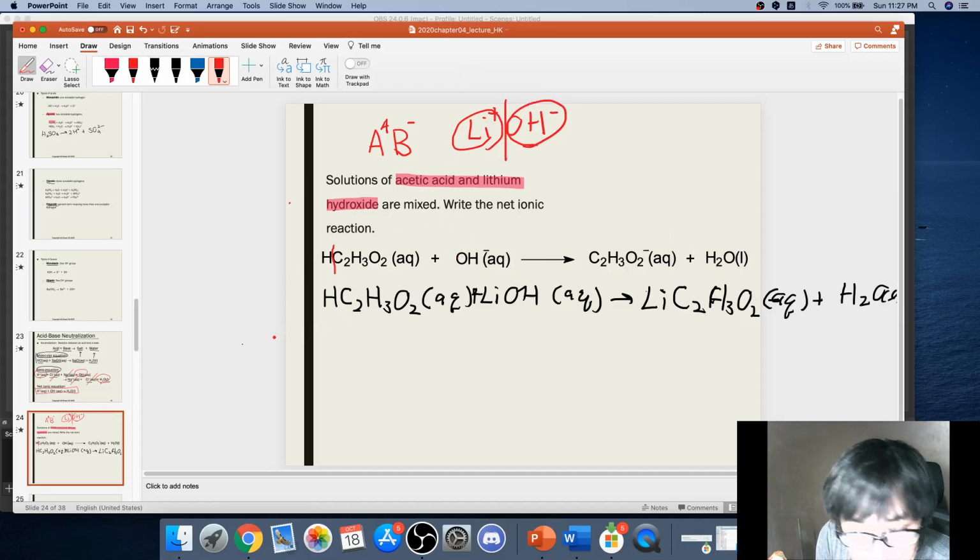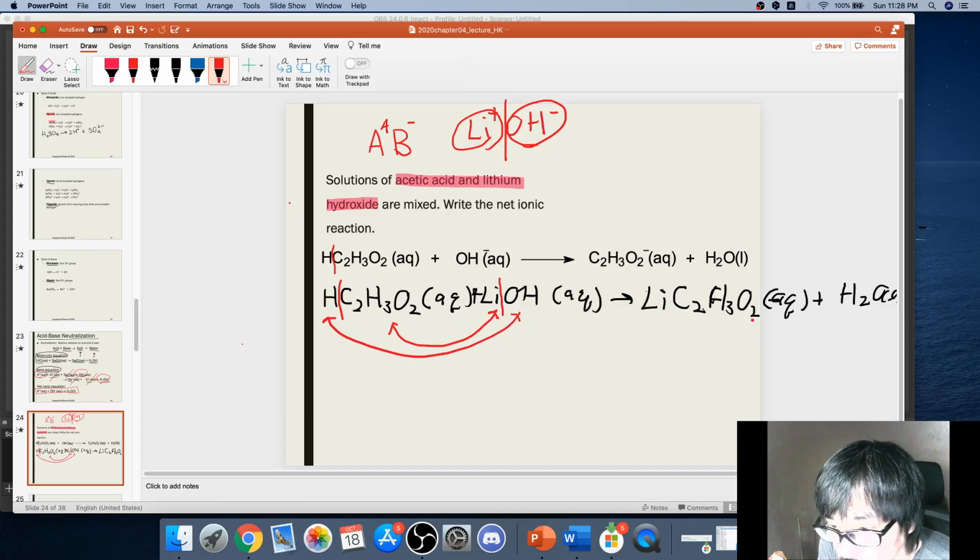And then this one right here is actually missing the lithium, right? So I'm going to draw the line right here. And then all you have to do is swap the partners. This and this are going to combine together, and that and that are going to combine together. So what did I get? The lithium C2H3O2 and H2O. So that is the molecular formula.